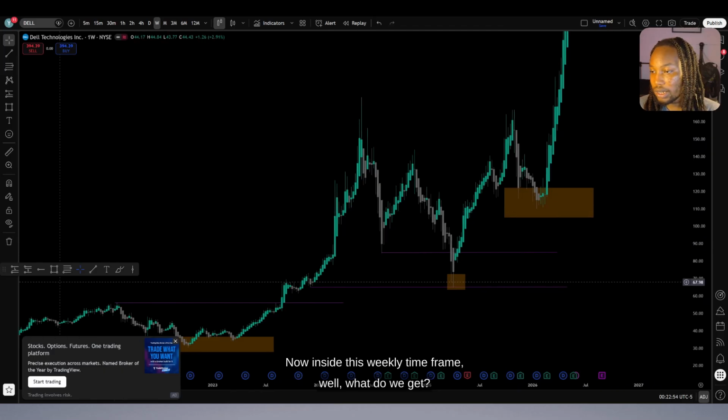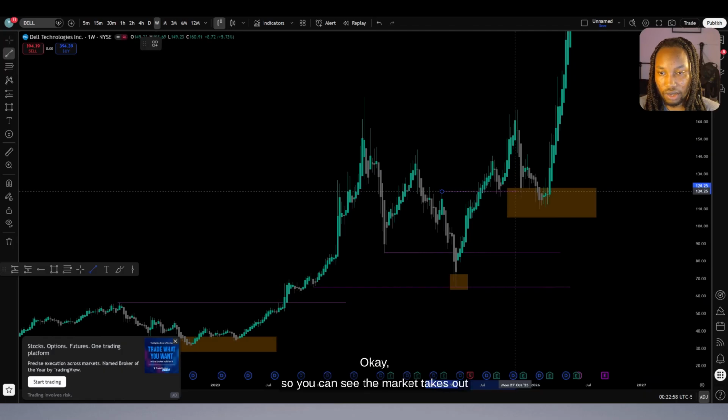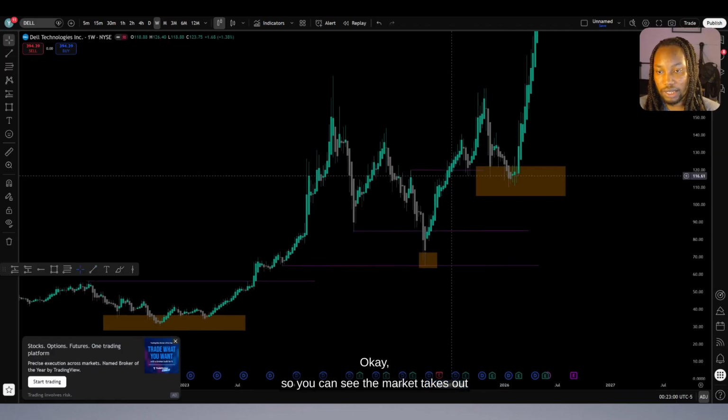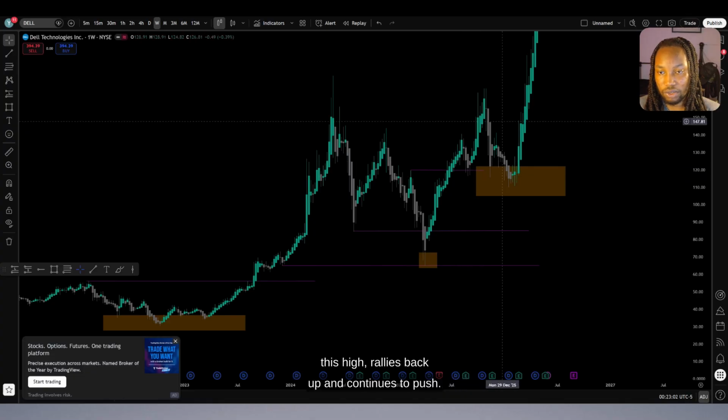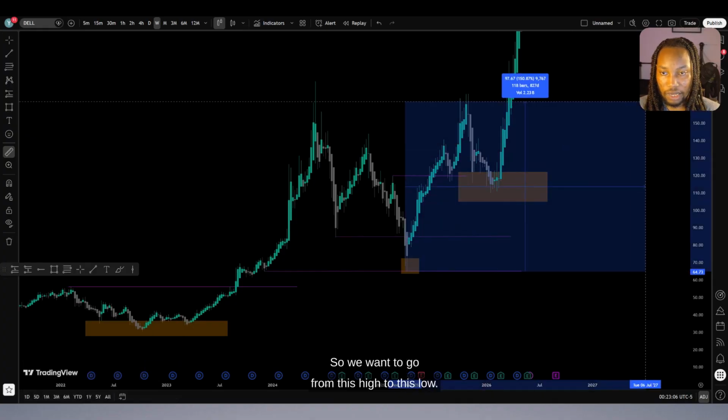Now inside this weekly time frame, what do we get? We see different changes, structures and everything, okay? So as you can see, the market takes out this high, rallies back up, and continues to push. And of course, now what would we do from here? So we want to go from this high to this low.